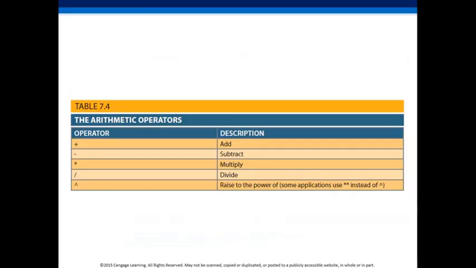So, here are the different arithmetic operators that we can use to get our computed column. We have the operations for addition, subtraction, and multiply, signified by the asterisk. In this case, when it comes to arithmetic, multiply is no longer a wildcard. Also, we have divide. And then here is raised to the power. Some applications use a double asterisk instead of the caret.